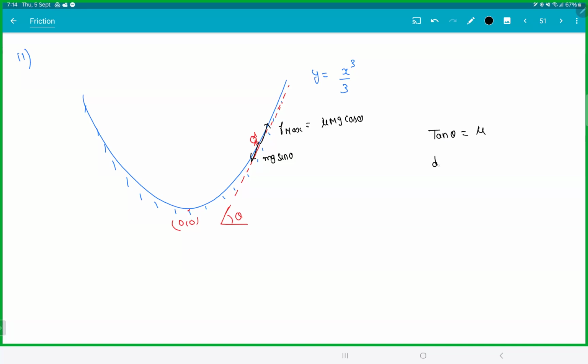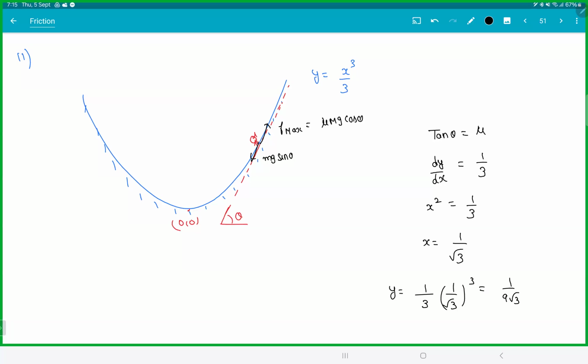But tan theta is nothing but dy by dx, and mu is nothing but 1 by 3, and dy by dx is x square. So from here we get x is equal to 1 by root 3. To find the y coordinate, y is x cubed by 3. So that is 1 by 3 times (1 by root 3) whole cube. That is 1 by 9 root 3.